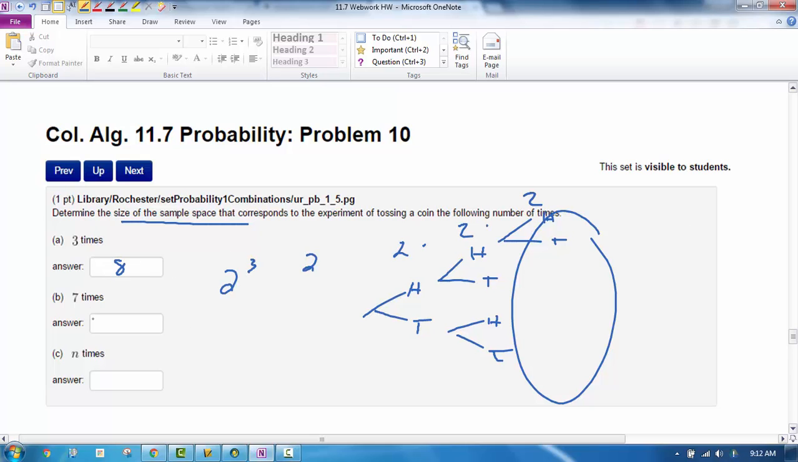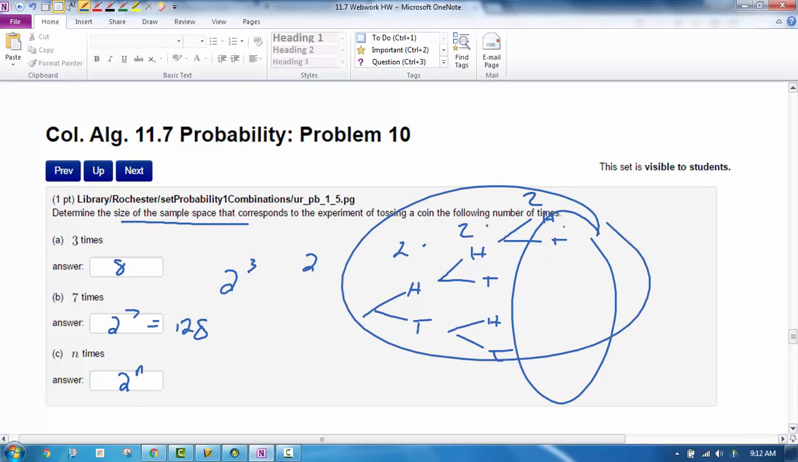And so 7 times, if you follow the same pattern, will be 2 to the 7th, which is 128. And then that's 2 to the n for n number of times. So that's the multiplication counting principle. And if you draw out a tree diagram, you'll see what that looks like.